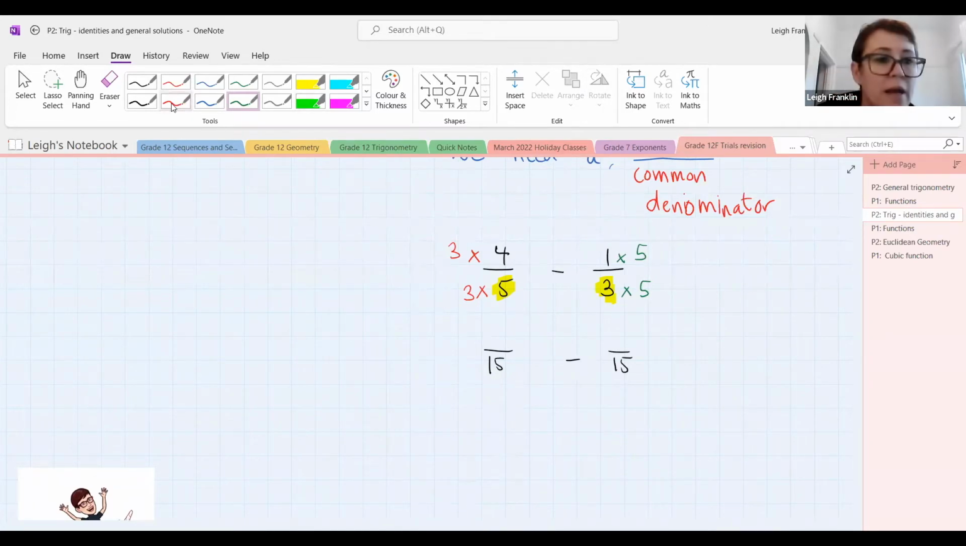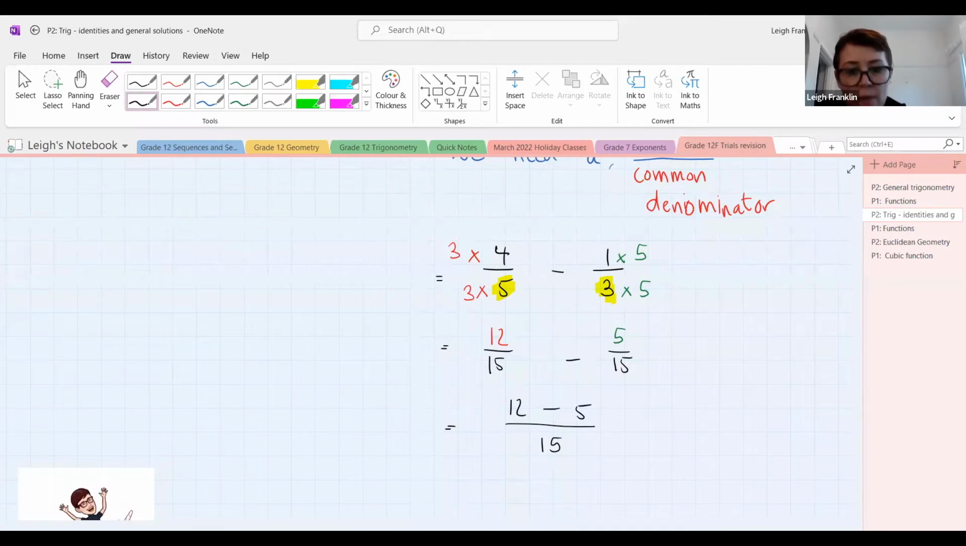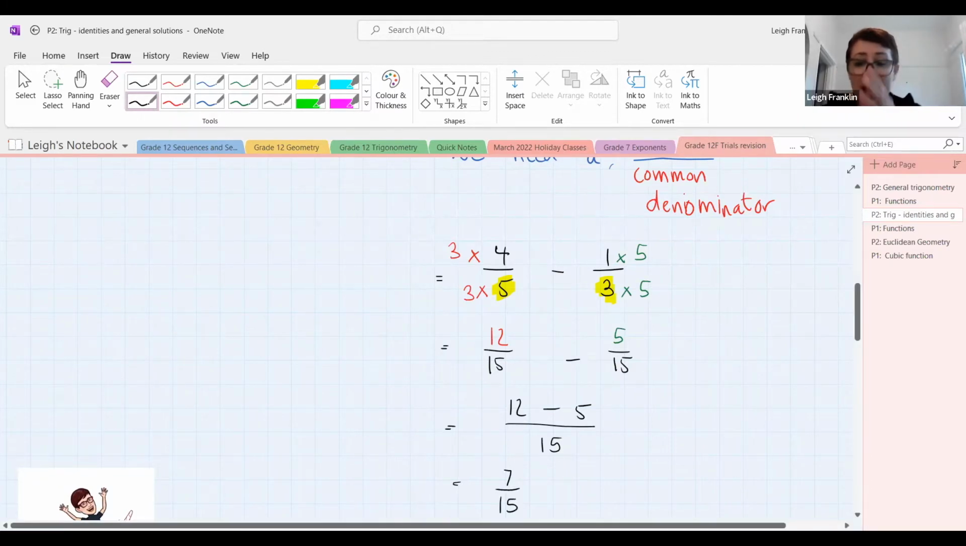And then once we had made them into equivalent fractions out of 15, the next step is we keep our denominator and we subtract the numerators, don't we? So we actually end up saying 12 minus 5. All right. And in this particular case here, that would leave us with 7 out of 15. And that would be our answer, wouldn't it? It is exactly the same thing.